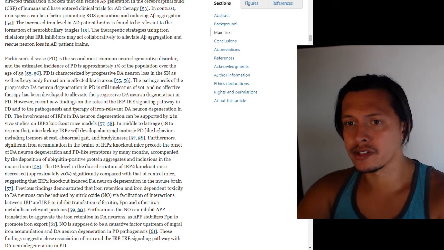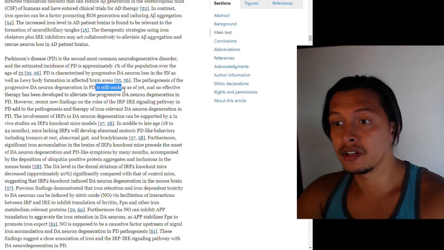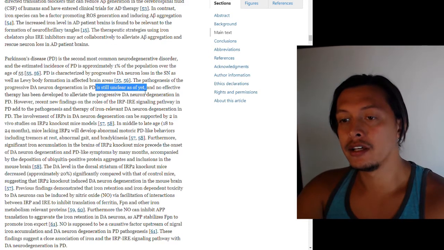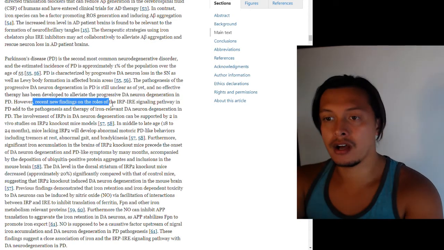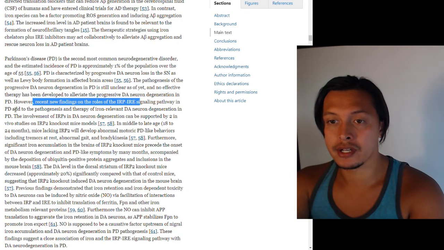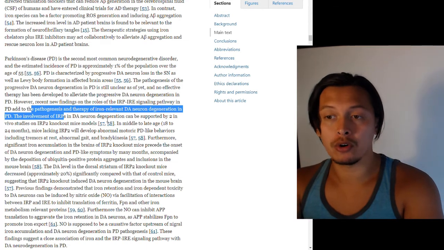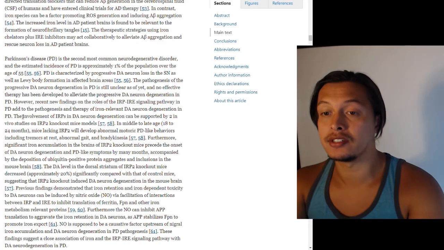Anyways, the pathogenesis of the progressive dopaminergic neuron degeneration in Parkinson's disease is still unclear as of yet, and no effective therapy has been developed to alleviate the progressive dopaminergic neuron degeneration in Parkinson's disease. However, recent new findings on the roles of IRP-IRE signaling pathways in Parkinson's disease add to the pathogenesis and therapy for iron-relevant DA neuron degeneration in Parkinson's disease.